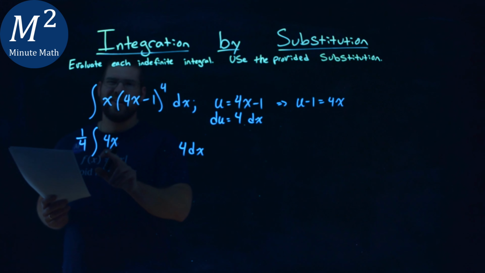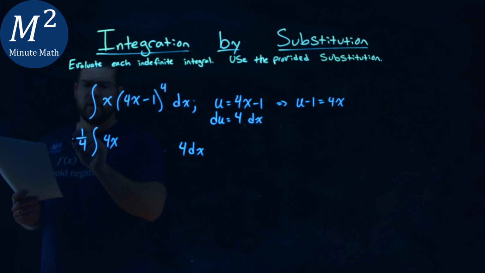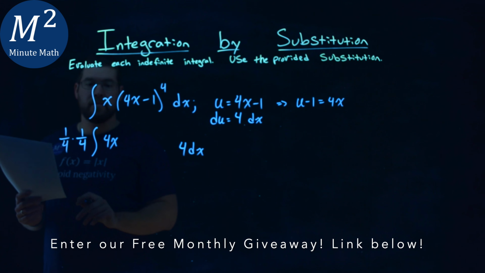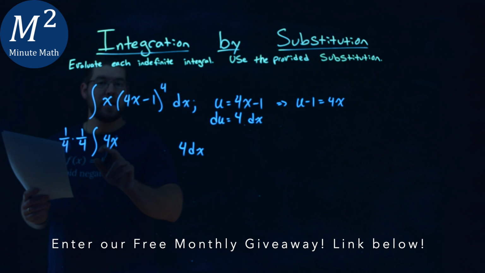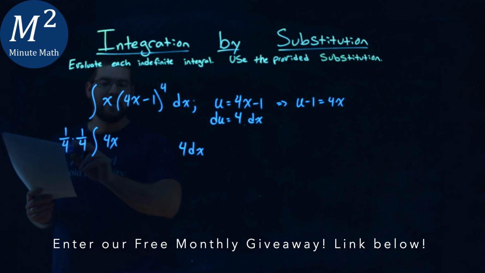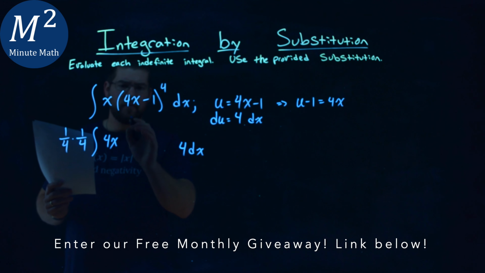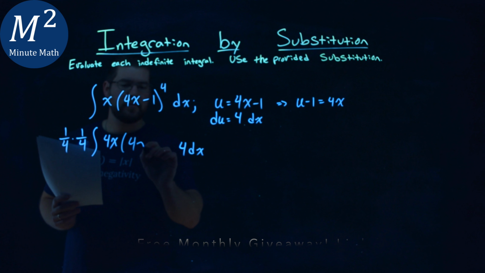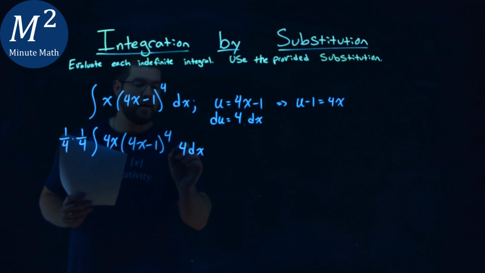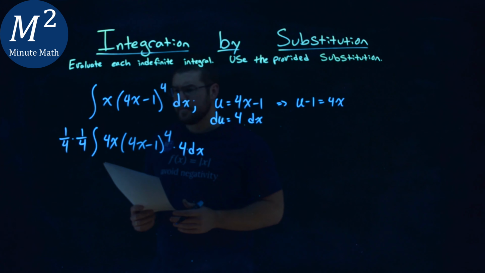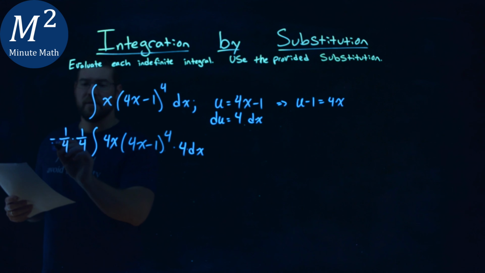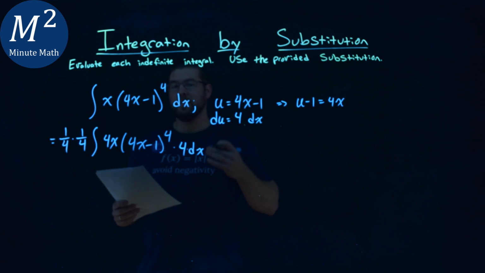But I can't just create another 4 right there without canceling it out. I put another 1/4 out front. Notice, 1/4 times 4 gives me just a 1, and we're still fine. We still have the same integral. From there, the inside's fine, so we have 4x minus 1 to the fourth power, and we're multiplying that out, right? And so actually we've set up our integral here to work for our u substitution.